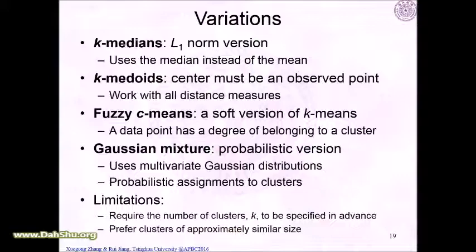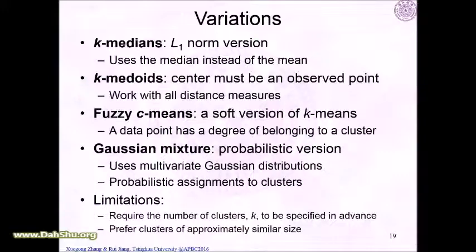A generalization is that we can use a density, a mixture model. We can use a Gaussian or other density function as a representation of the class, which gives us the Gaussian mixture model. All these methods have the limitation that we need to decide the number of clusters before we do the cluster analysis. Also, these methods prefer clusters of approximately similar size. So if one cluster is super large and the other is very small, then the method may not work well.